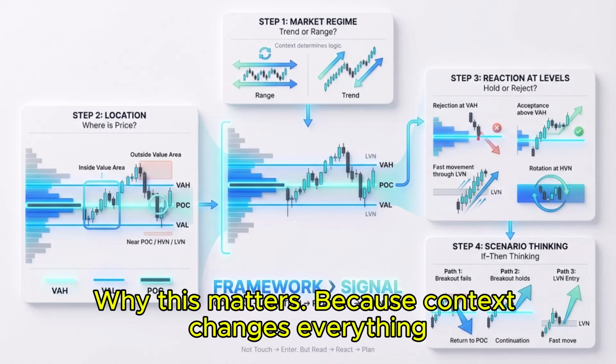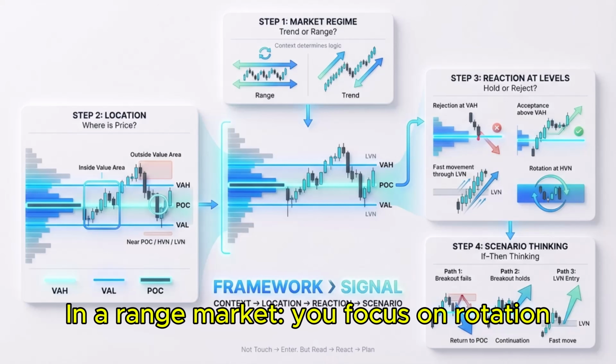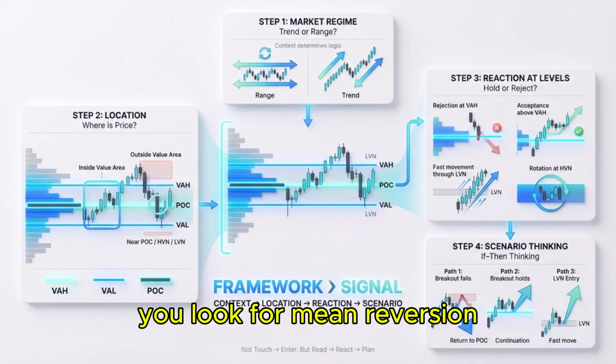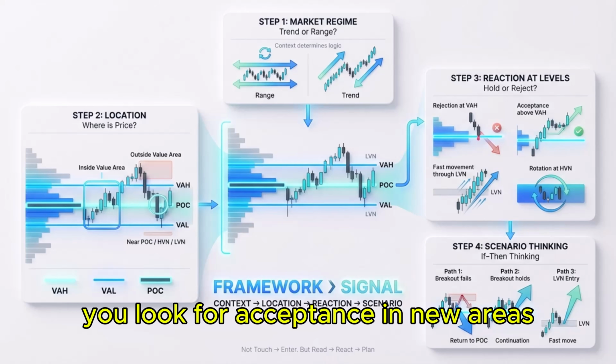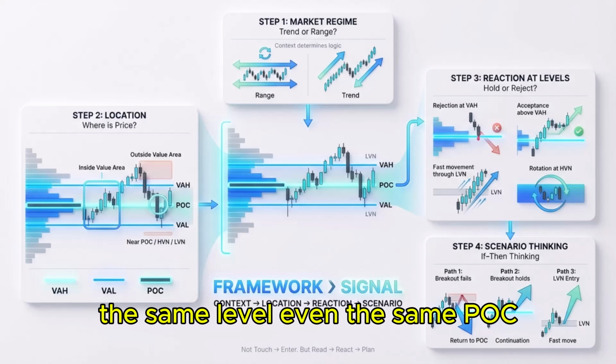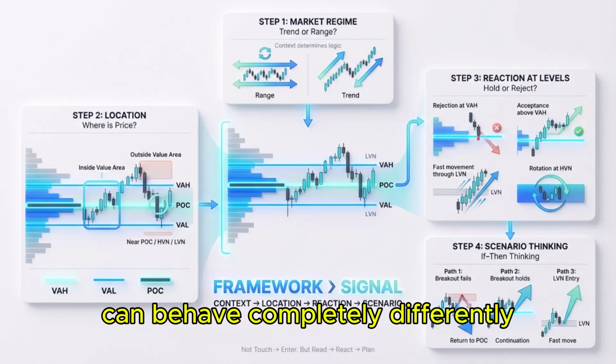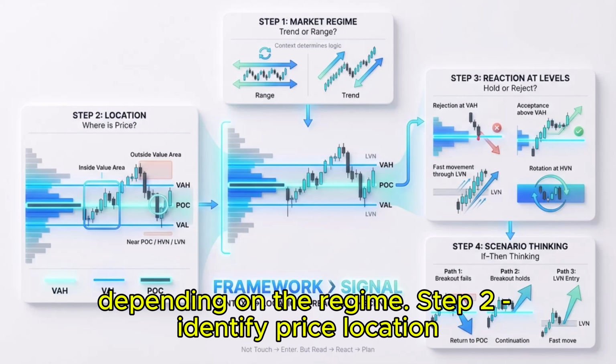Why this matters? Because context changes everything. In a range market, you focus on rotation. You look for mean reversion. In a trend market, you focus on continuation. You look for acceptance in new areas. The same level, even the same POC, can behave completely differently depending on the regime.